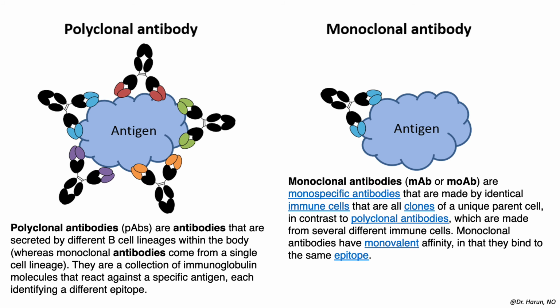Okay, this is how it looks like for the polyclonal antibody, dan this is how it looks like monoclonal antibody. Kalau kita lihat, for polyclonal antibody, we need more than one antibody untuk react on this particular antigen. Padahal for monoclonal antibody, hanya memerlukan 1 ataupun 2 antibodies. Okay, sebab they are made by identical immune cells and then clones of a unique parent cell. Okay, and also in contrast to polyclonal antibodies.